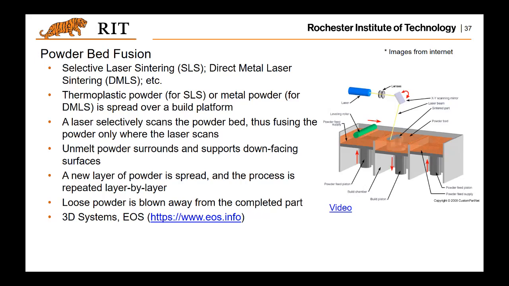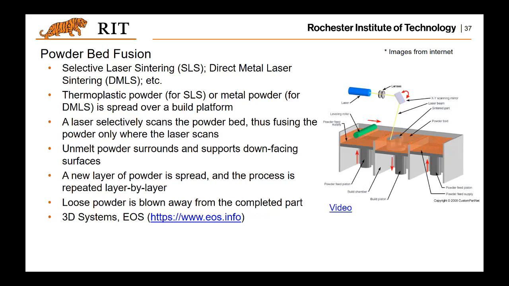And then the platform goes downwards, and a leveling roller spreads another layer of material onto the newly built layer, and another round of laser scanning fuses the newly added powder. This process is continuously repeated until the whole part is built.